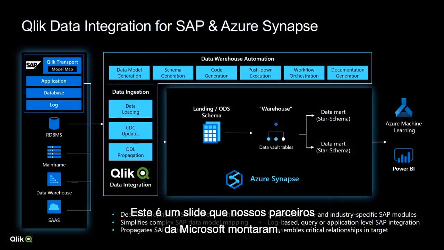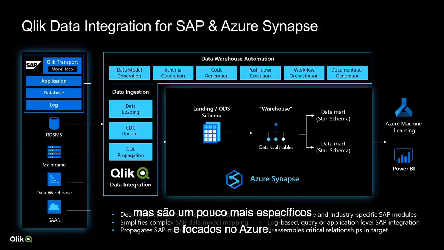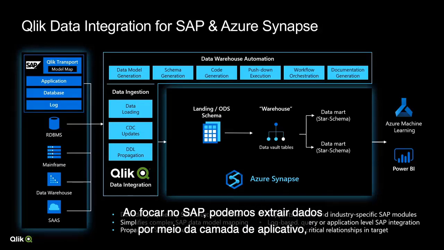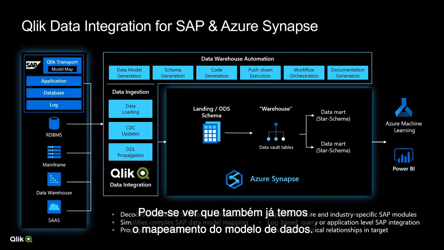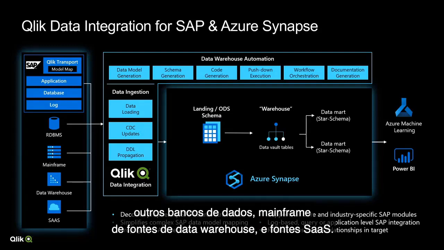Now this is a slide that our partners at Microsoft put together, and this is really nice because it shows how it all works together. It's again a variance of the same slides that I've been showing, but it's a little bit more Azure specific and Azure focused. On the left, you see us being able to source data from different applications. Focusing on SAP, we can pull data through the application layer or the database layer using log-based change data capture. You can see that we've got the data model mapping already in there as well. And then other sources are represented: other databases, mainframe, data warehouse sources, and SaaS sources.